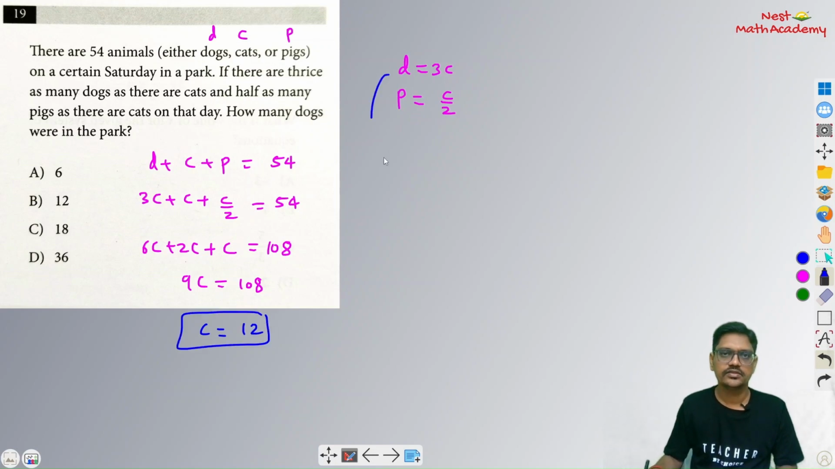So I want dogs. So D is equal to 3C. So 3 times 12, which is 36. So therefore, how many dogs were in the park means 36 dogs were there in the park.